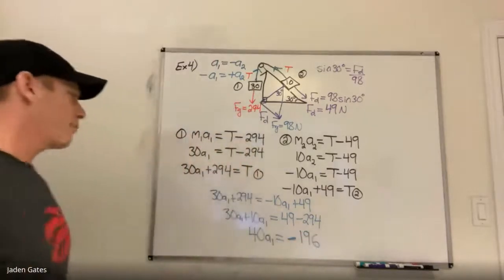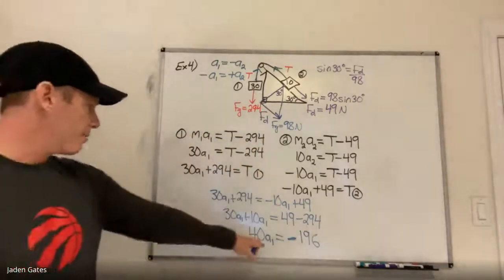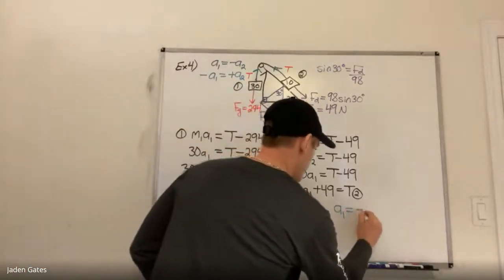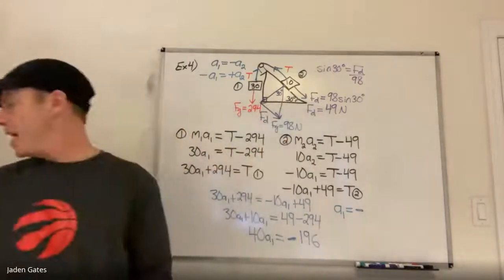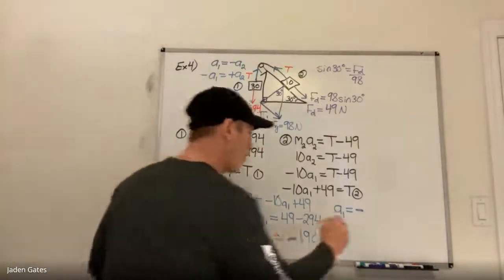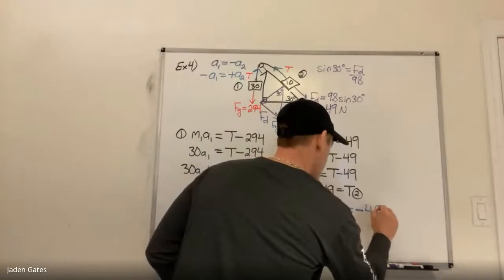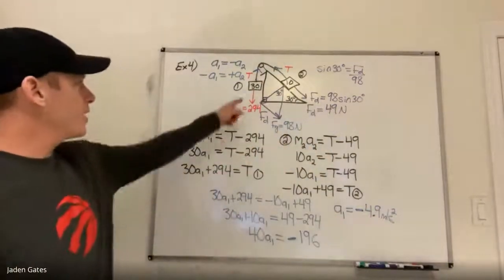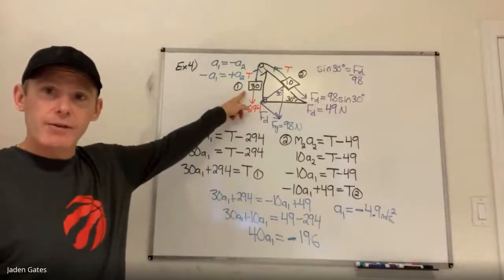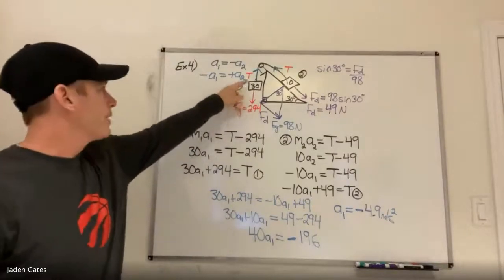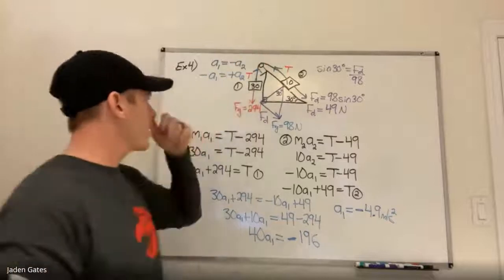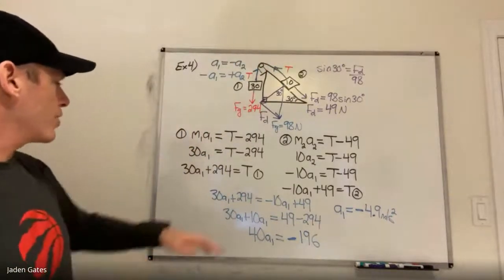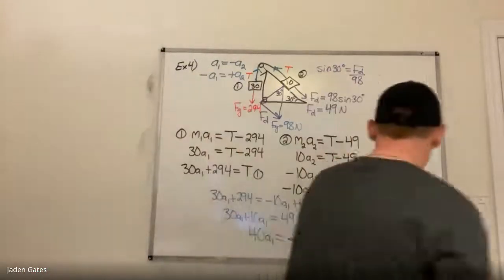I'm going to divide both sides by 40, and I end up with A1 equal to negative 4.9 meters per second squared. That's telling me this mass is going down. It's negative. It's the first time we've had an acceleration that was negative. This one's going down, and the 10 one's going up. Makes sense.